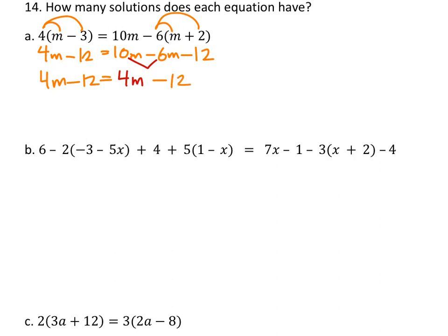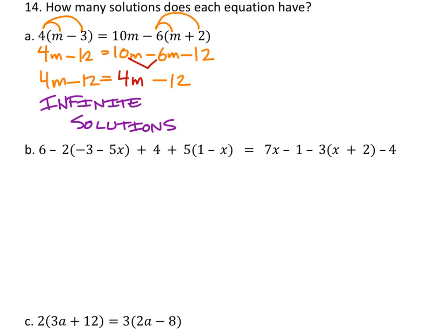So once again, we don't need to go any further because we can see that the left side is equal to the right side. It's the same expression, which means this one has infinite solutions. So if we were to explain this, I would say that the coefficients of m are the same on both sides of the equal sign, and they're subtracting 12 from both sides. So it's the same expression on both sides of the equation.